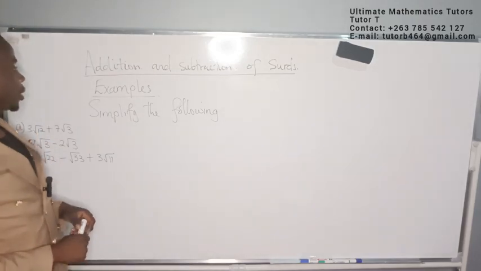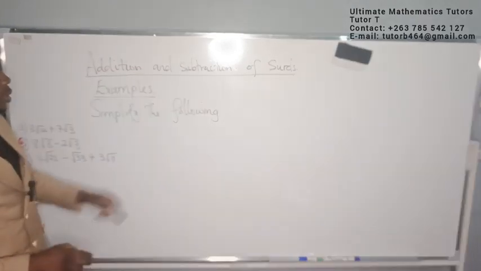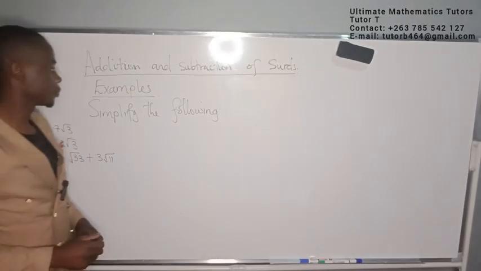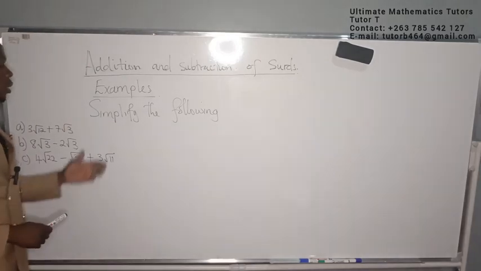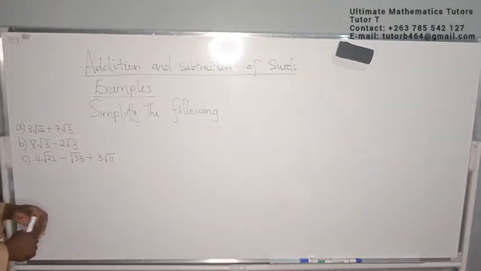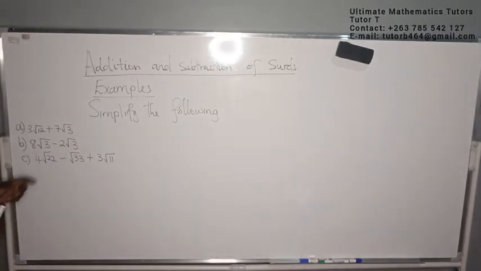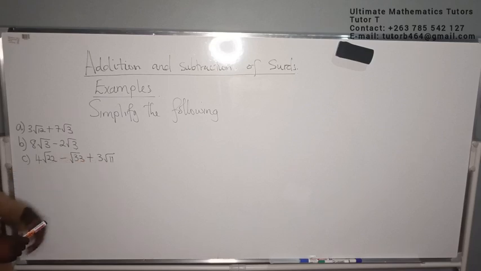Today we are going to be talking about the addition and subtraction of surds. Right, example, simplify the following. Number 1, part A: 3 root 12 plus 7 root 3. Part B: 8 root 3 minus 12 root 3. Part C: 4 root 12 minus root 33 plus 3 root 11. Right, possible solution.